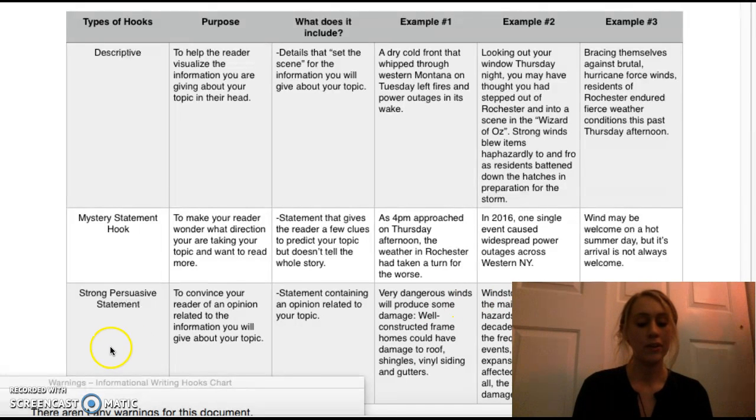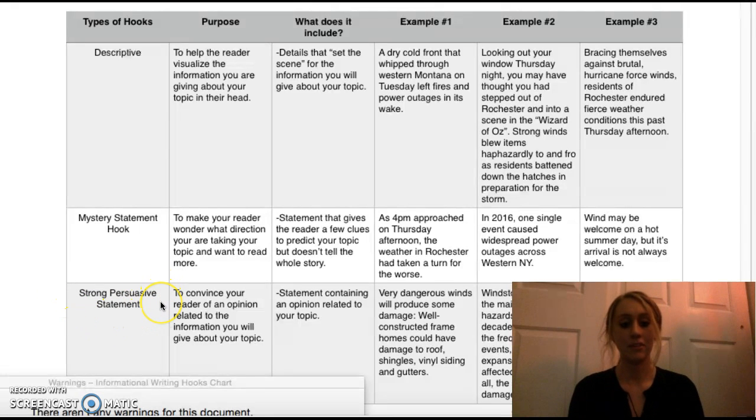Finally, one last type of hook that you can try out as a writer is a strong persuasive statement. So the purpose of this is to convince your reader of an opinion related to the information you will give about your topic. So this would include some sort of statement that contains an opinion related to the topic.